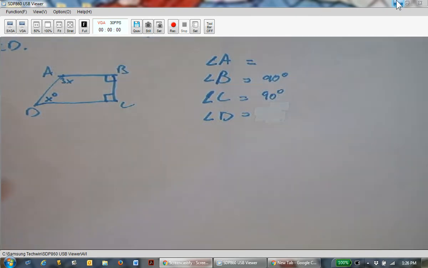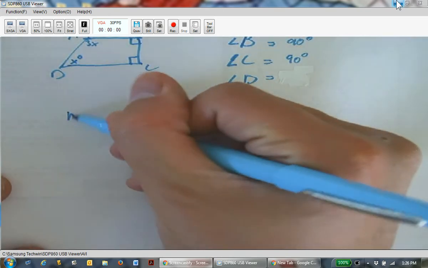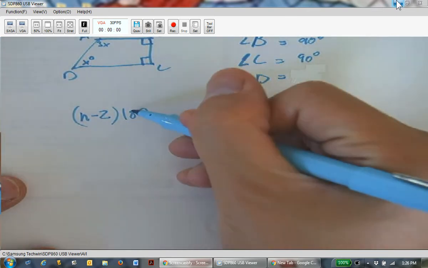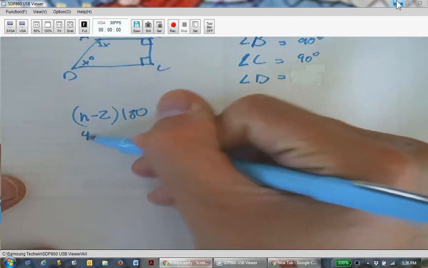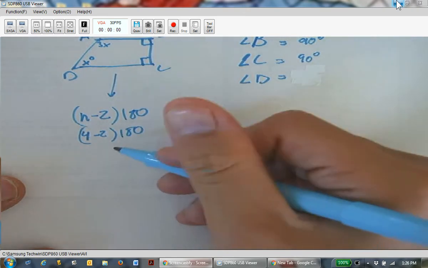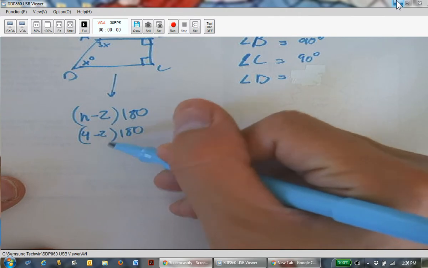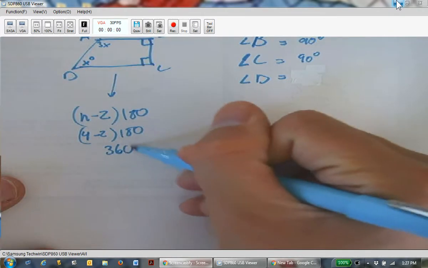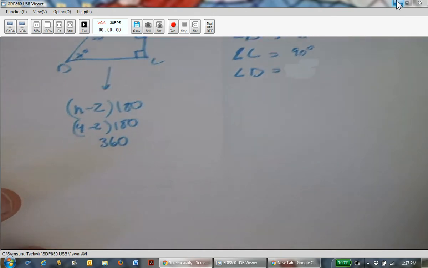How do we find A and D? That's the shucks moment. I don't know what to do. Yeah, what do you think? So you do the n minus 2 times 180. Yes, okay. You plug it in for the quadrilateral. So that'd be 4 minus 2 times 180. And then do the math for that. So that'd be 2 times 180, which is 360. Okay. And then you divide it in half.